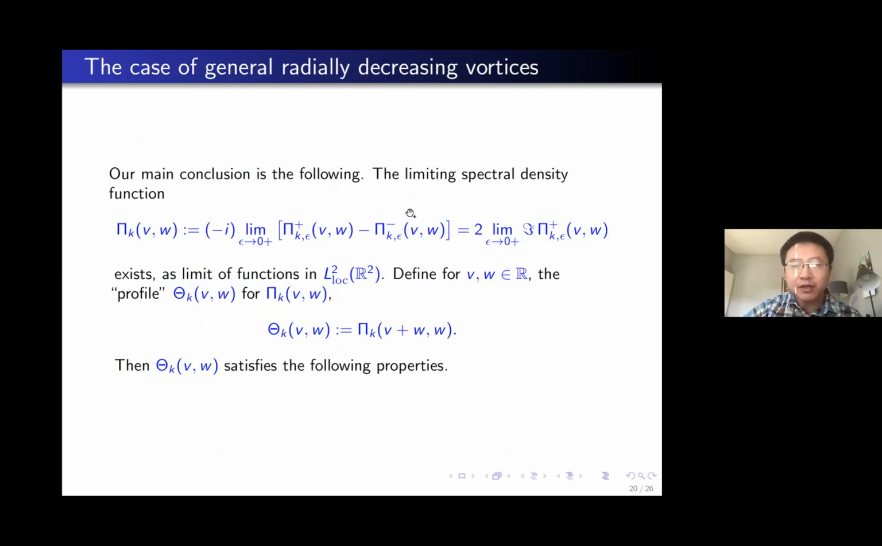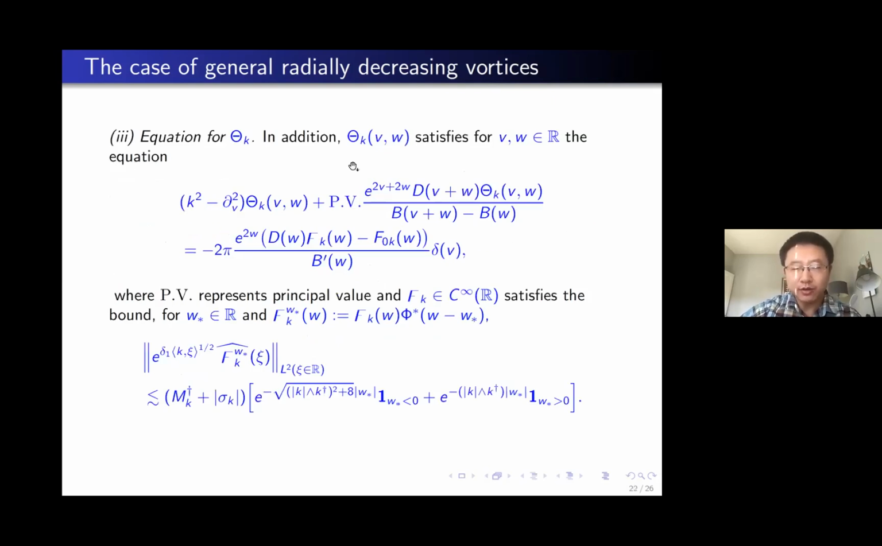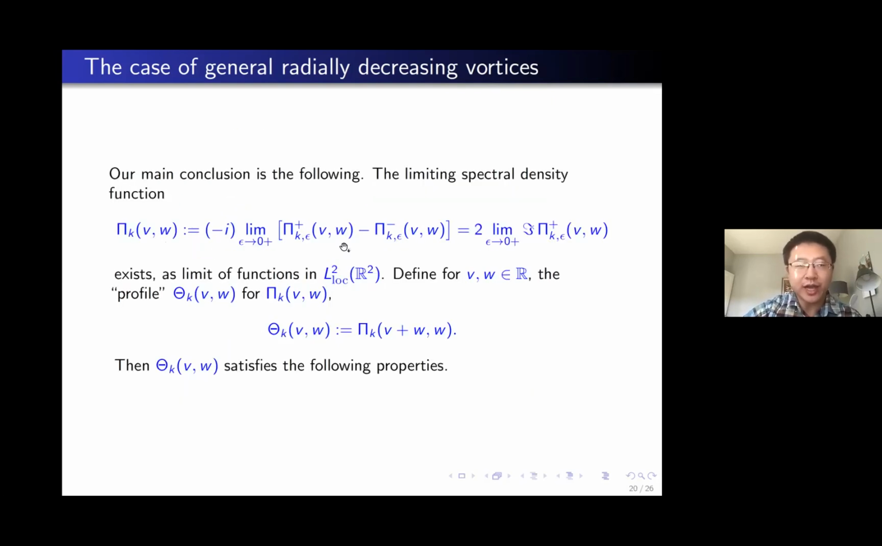Our main conclusion is about the regularity and decay of this function. As we indicated earlier, this function is not completely smooth. Actually, when V is equal to W, it's singular. In order to capture that very precise structure of the singularity, we make the following change of variable: instead of looking at V and W, we shift to V plus W and W.